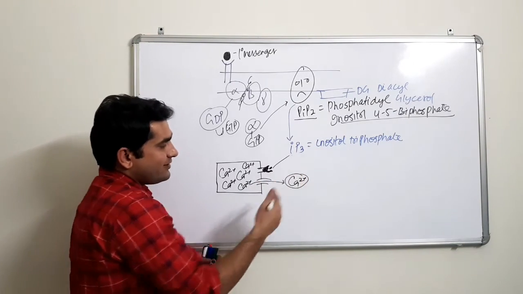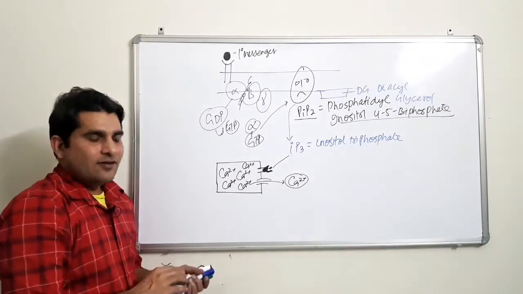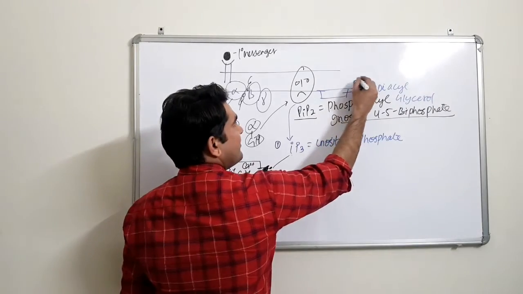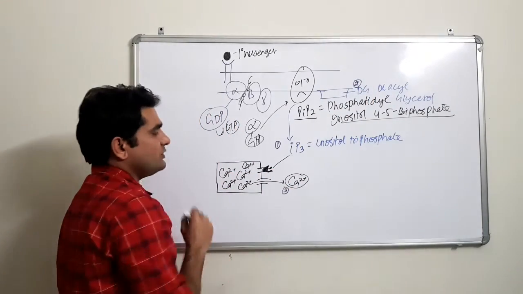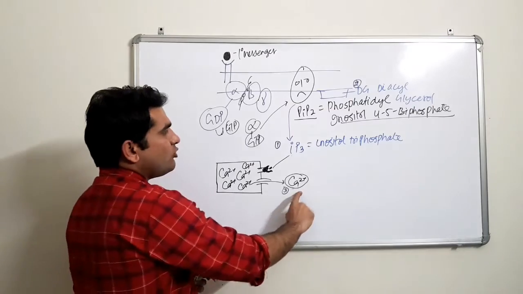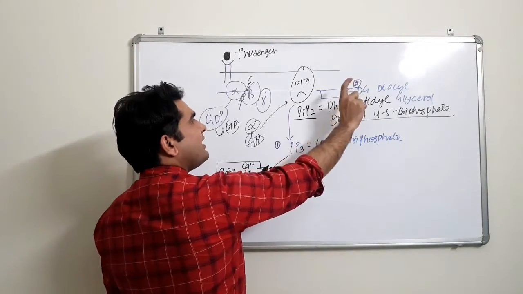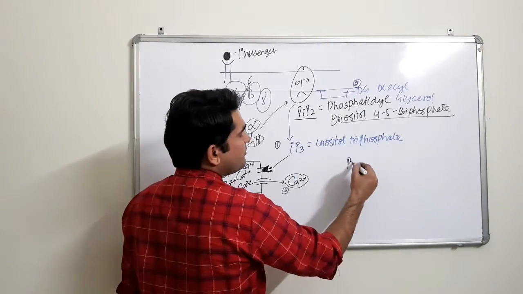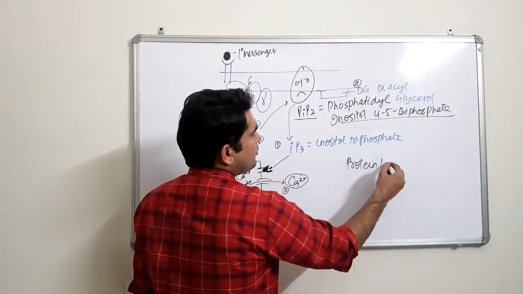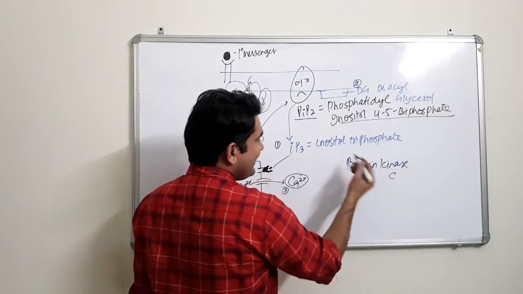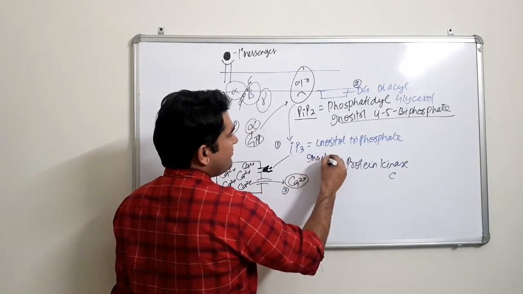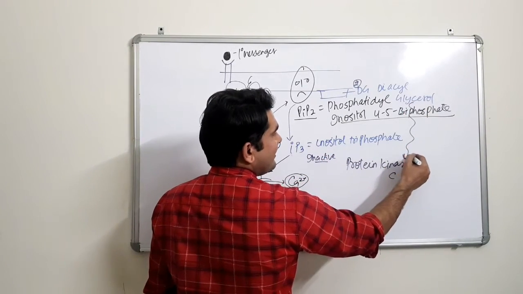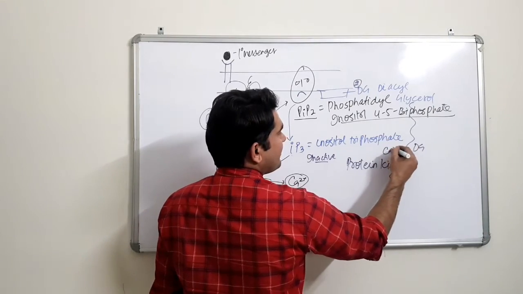So how many secondary messengers are in the scene now? There are three secondary messengers in the story now. First is IP3, second is diacyl glycerol, and third is calcium. This calcium along with this DG, see, DG activity, diacyl glycerol activity is dependent on calcium. There are certain protein kinases, we call it protein kinase C. Protein kinase C is inactive, and it can only be activated when it is catalyzed by DG in presence of calcium.